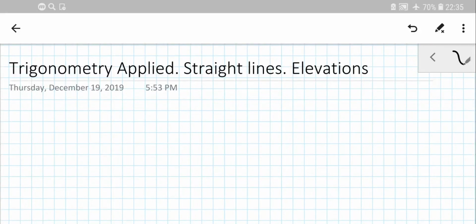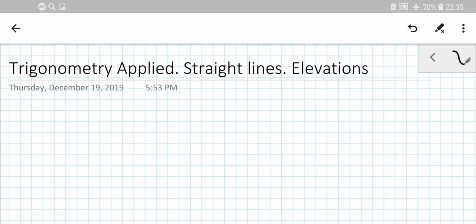Hello guys, today I want to clarify one very significant aspect about where you can see trigonometry in the theory of straight lines. And another very interesting application is about elevations. So we start from the easiest topic, elevations, and simply we define the angle of elevation as just the angle between the horizontal line and your line of sight to the object.